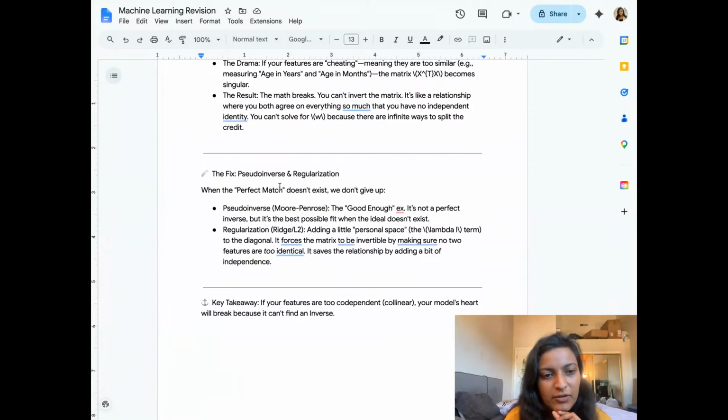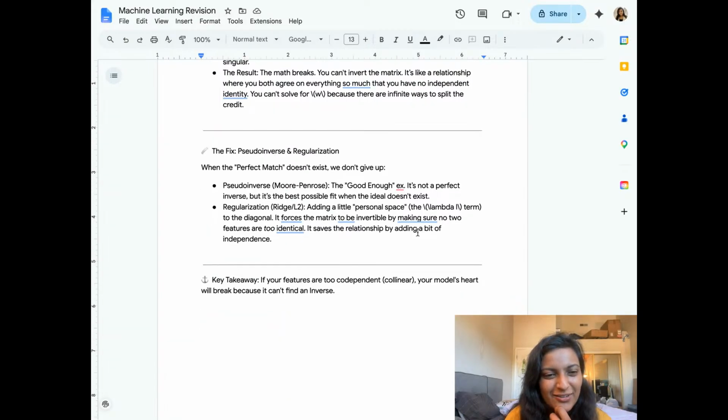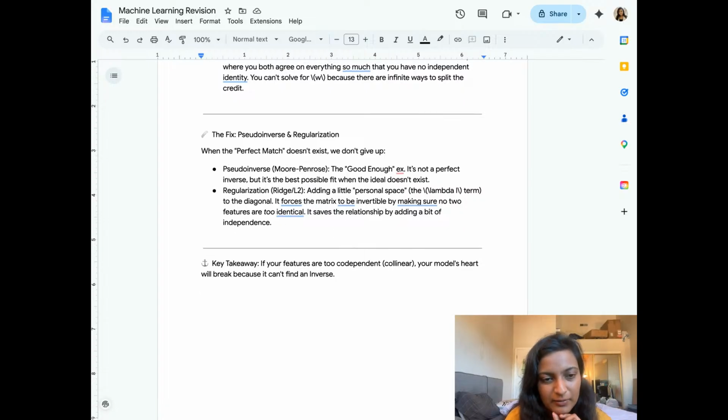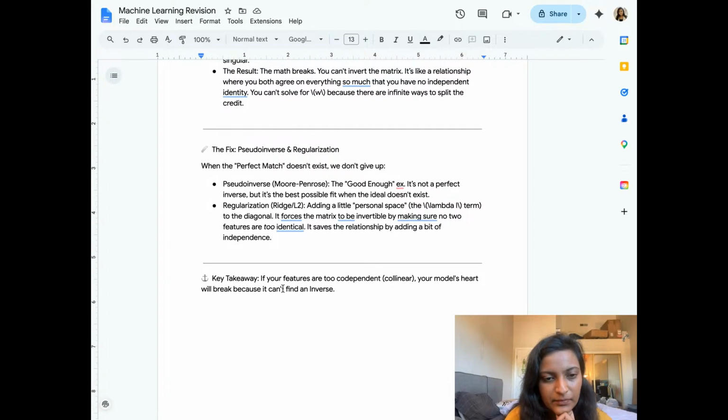The fix: pseudo-inverse and regularization. When the perfect match does not exist, we do not give up. The pseudo-inverse is the good enough option; it's not a perfect inverse, but the best possible fit when a true inverse does not exist. Or regularization, adding a little personal space to the diagonal. It forces the matrix to be invertible by making sure no two features are too identical. If your features are collinear, your model's heart will break because it cannot find an inverse.